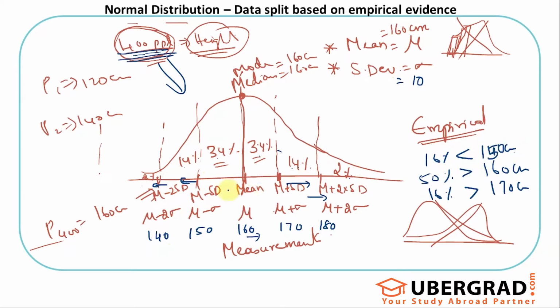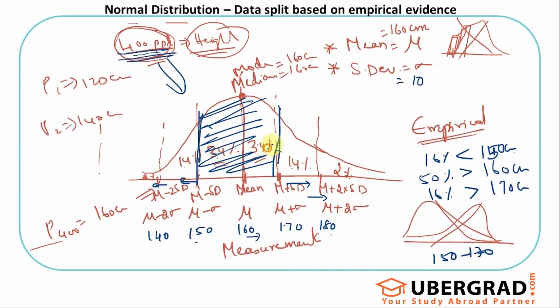If I ask you how many people are between 150 to 170, right, their heights are between 150 to 170, that is talking about this and this zone, which is 34 plus 34, 68%. So 68% of 400, so I can find out the number of people between that. That's how the questions are framed, okay? Type 1, they give you these two, they ask you how many people are between a particular value.